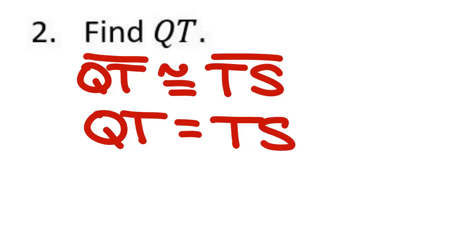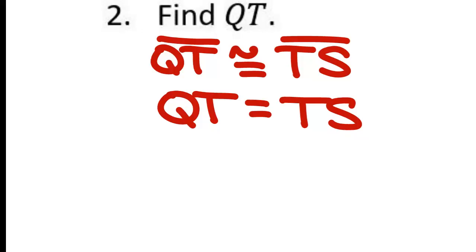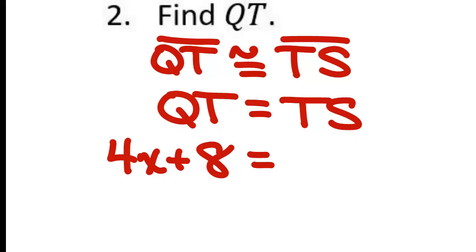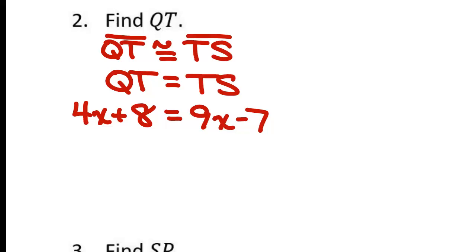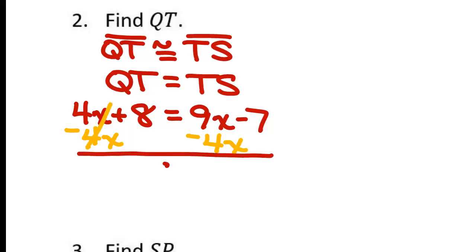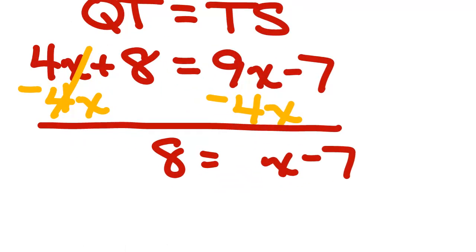According to the picture, how big is segment QT? 4x plus 8. How big is segment TS? 9x minus 7. We're going to solve this for x now, so I'm going to minus 4x from both sides. So that would give me 8 equals 9x minus 7. Or sorry, not 8. What is 9 minus 4? Come on, guys. What is 9 minus 4? 5. Thank you.